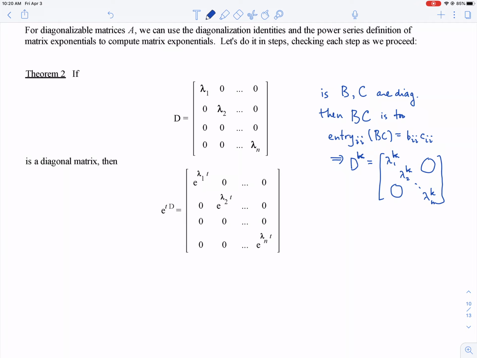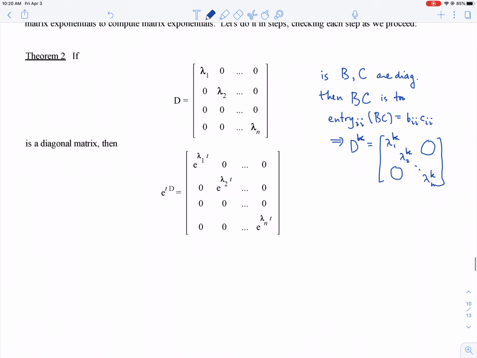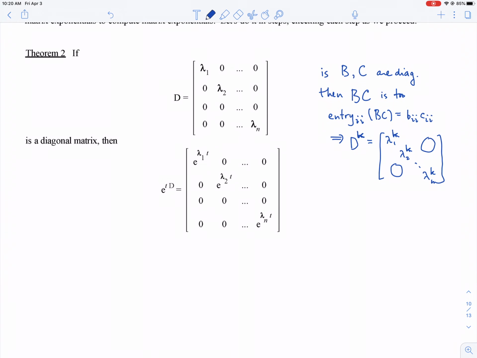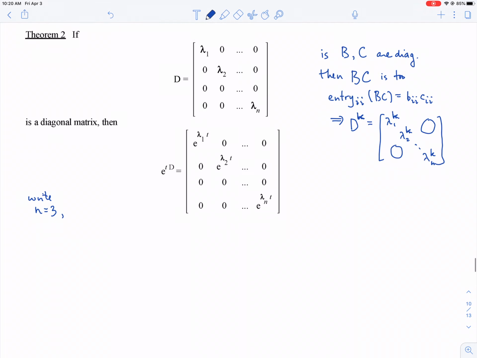All right. So let's check Theorem 2. And just for simplicity, let's just do it for a 3 by 3 matrix, but everything is completely general.